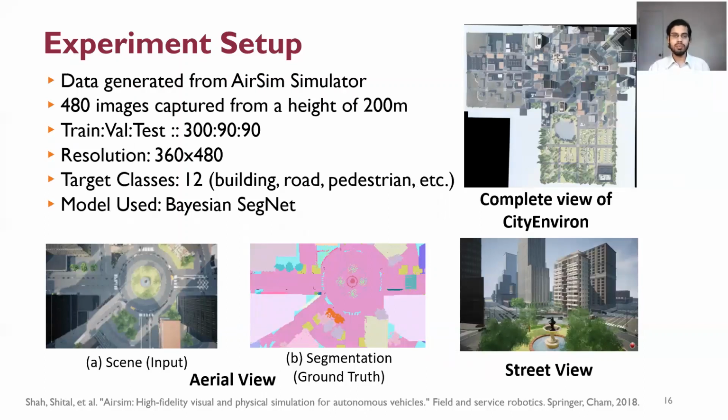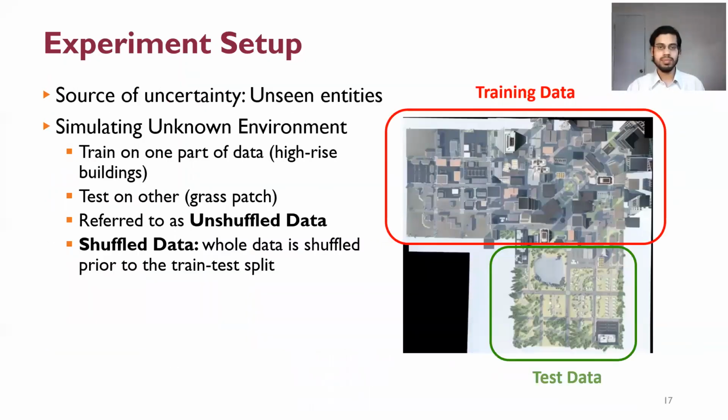We also reduced the number of target classes to 12 categories, like road, pedestrian, trees, etc. Over this dataset, we train a Bayesian segment model. In order to introduce uncertainty, we simulate an uncertain environment by building our training and test datasets over different parts of the city environment as shown in the image.